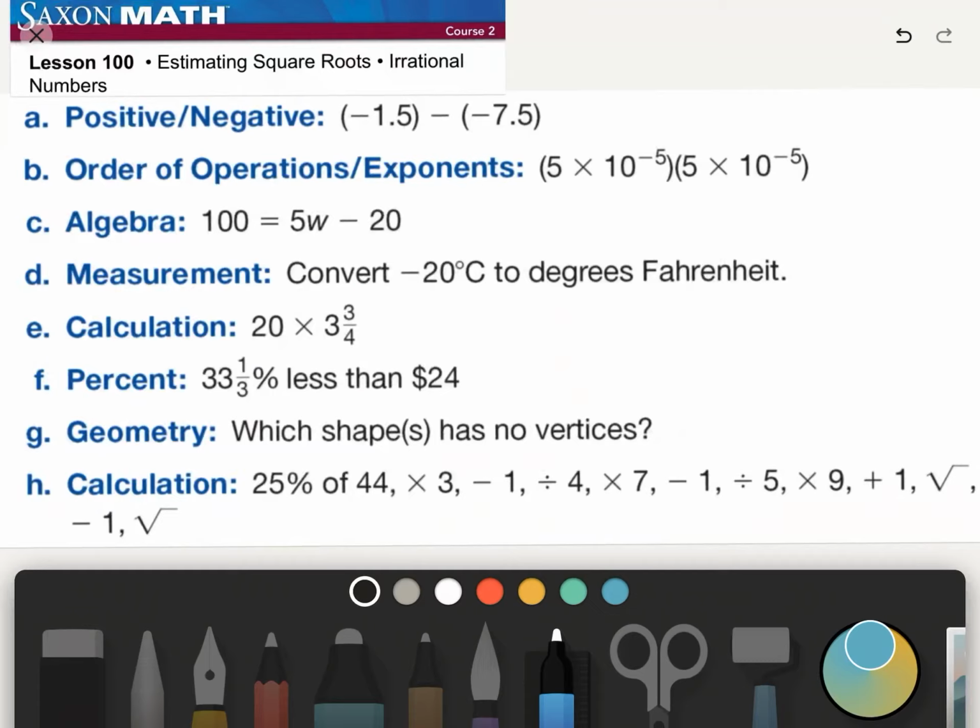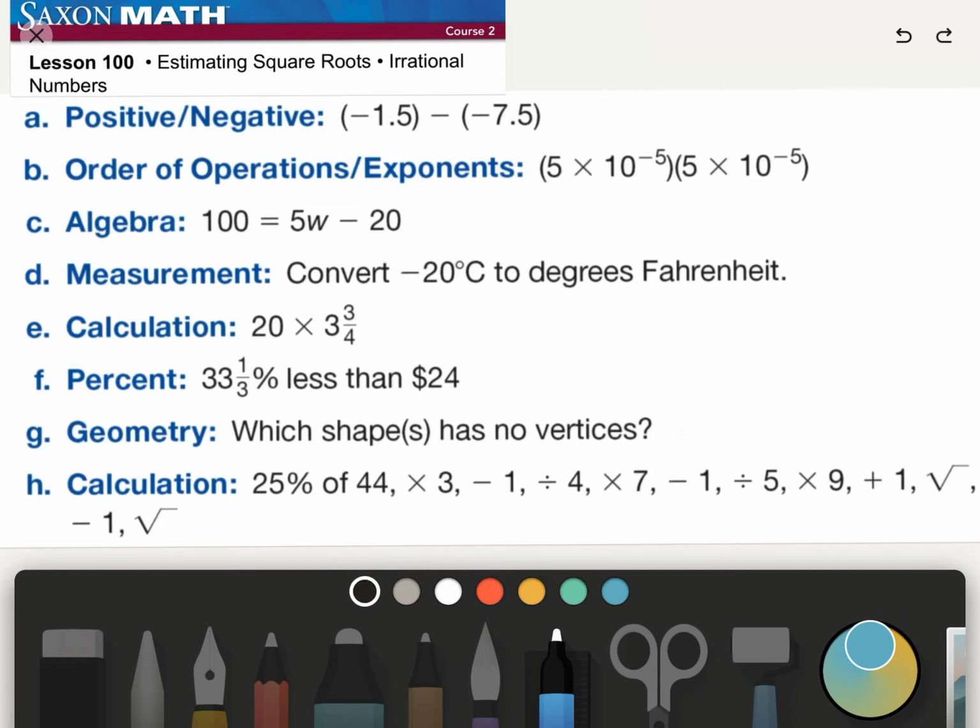Estimating square roots, irrational numbers. Okay, starting out with positive, negative. Well, two negatives do make a positive. So really, we're looking at 1 5/10 plus 7 5/10, or 1/2 plus 7 1/2. Negative 1 1/2. So we can think of it as 7 1/2 minus 1 1/2, which is 6.